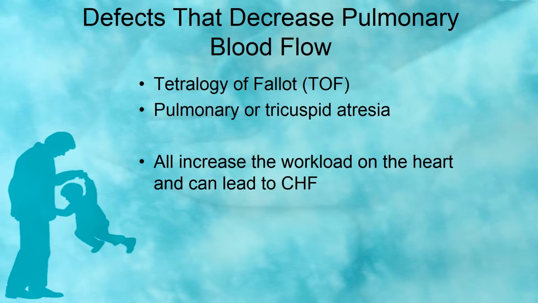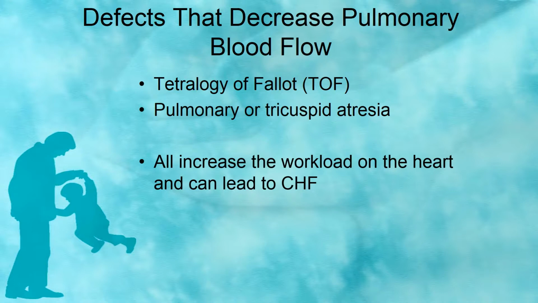All right, so now let's talk about some defects that decrease pulmonary blood flow. These are the defects that obstruct blood flow from the right side of the heart to the lungs. This results in little or sometimes even none of the blood reaching the lungs for oxygenation. If there are atrial or septal defects, like the ones we just talked about, blood is going to be shunted from the left to the right.